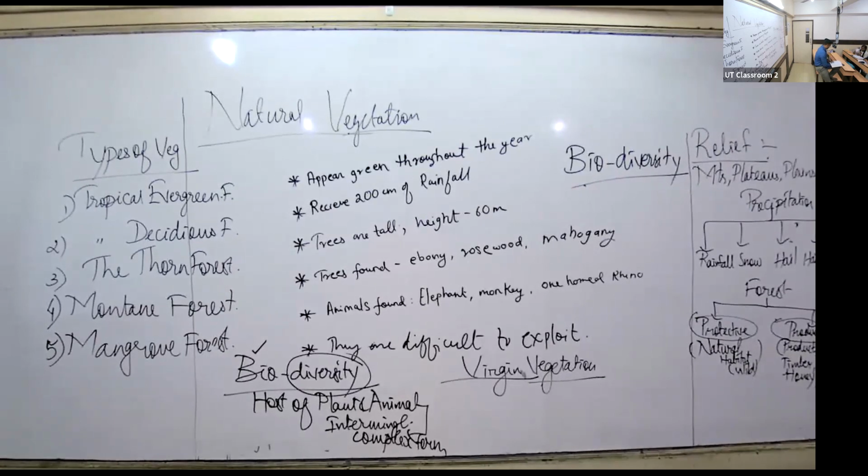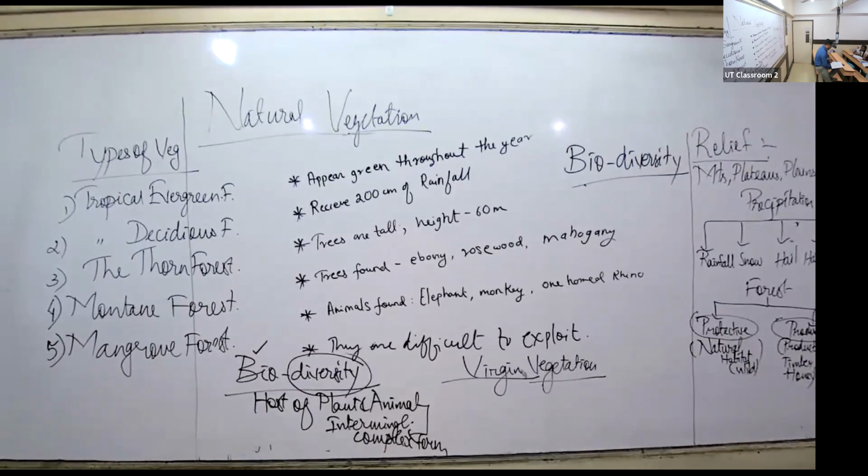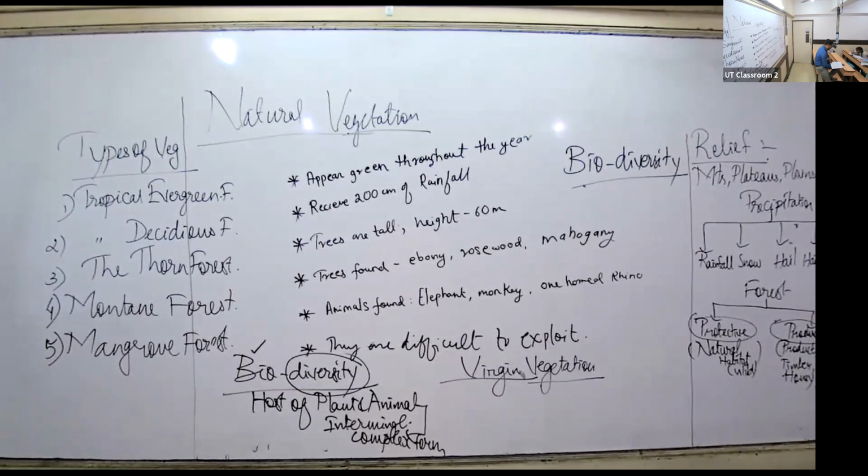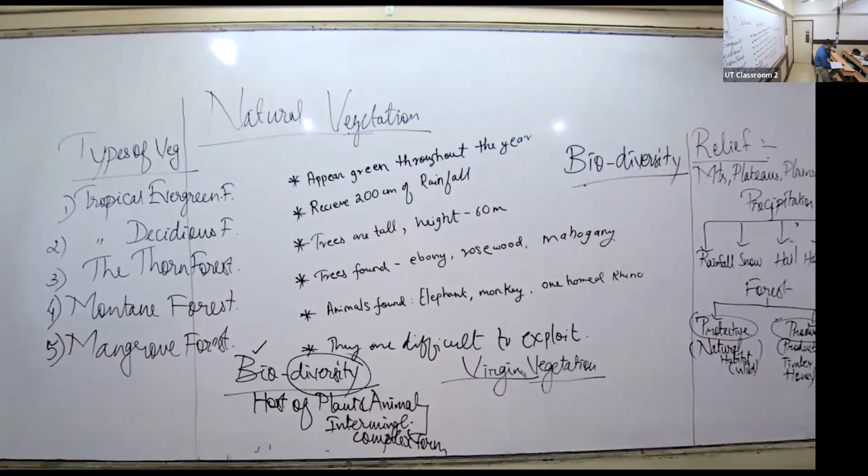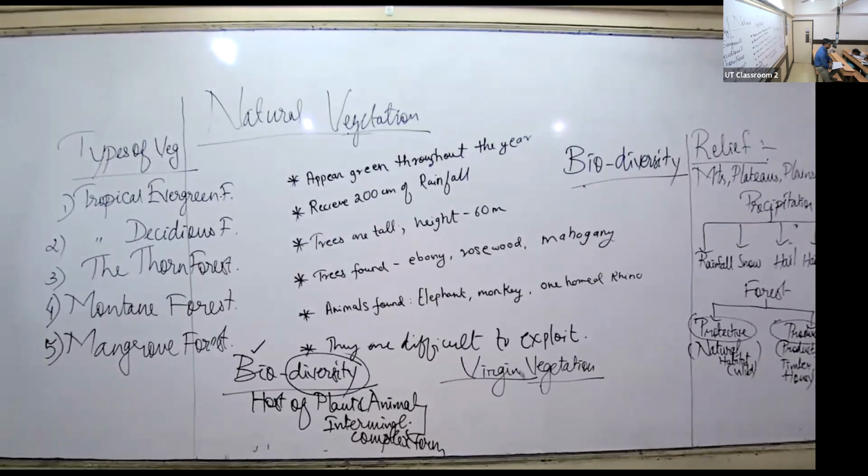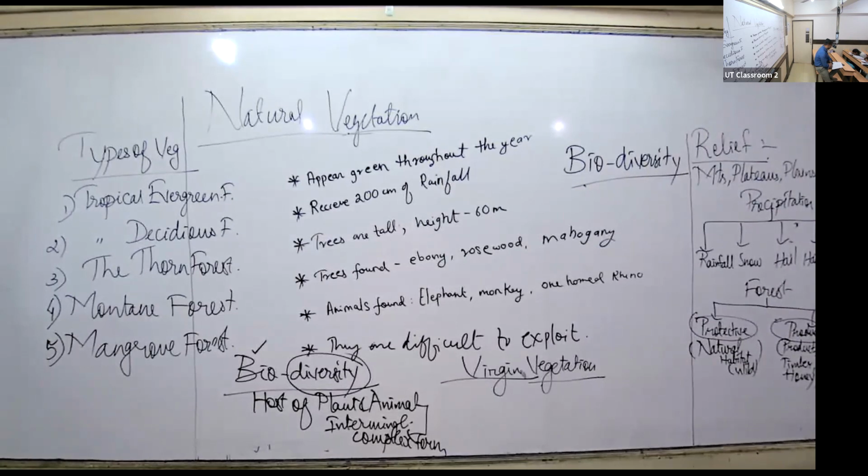Write down the heading: factors responsible for the variety of flora and fauna. Put the heading first: relief features. What is the first one? You read from here: land and soil, land and soil.